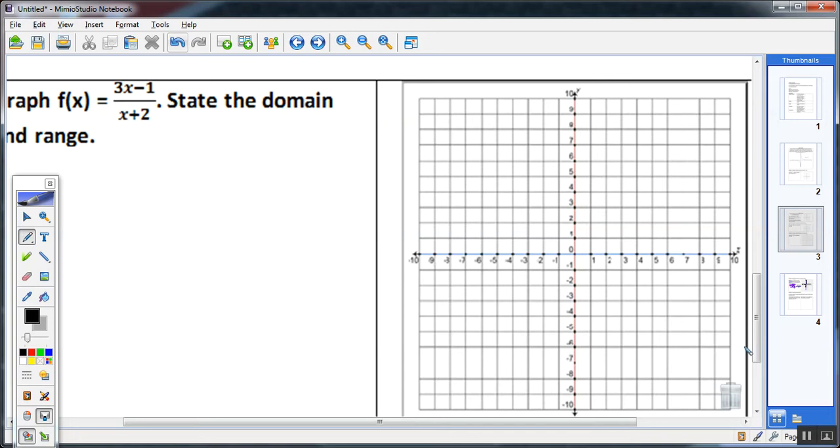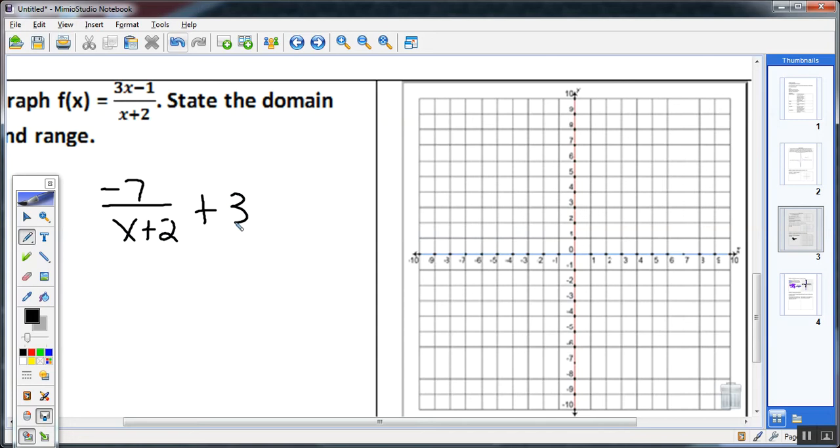What did this divide out to be yesterday? It was -7 over x plus 2, plus 3, right? Oh, this is a great example. So we haven't graphed this yet? Awesome.